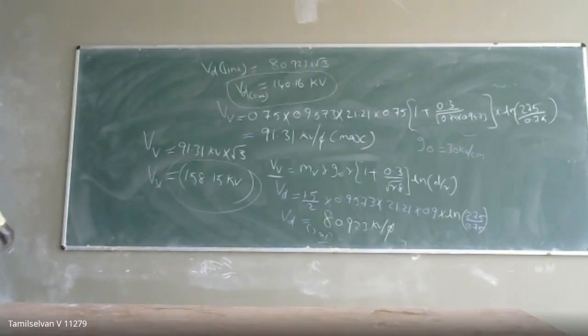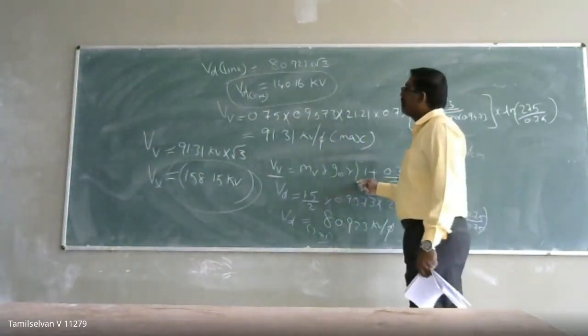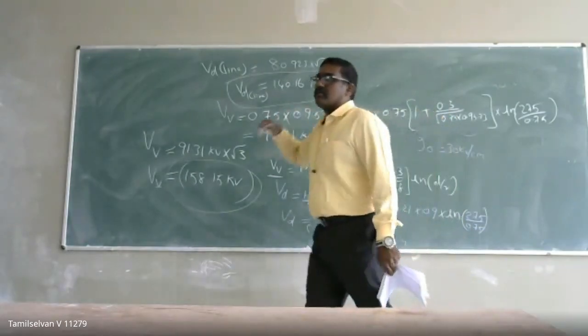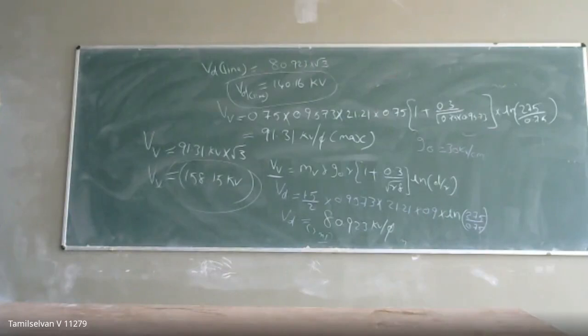So you need to remember these two formulas: the formula for disruptive critical voltage and visual critical voltage, to solve the problems on corona. So you can calculate your power losses also. If you know your voltage, then you can apply the power loss formula and solve the power loss on your corona. Okay. Any doubt?